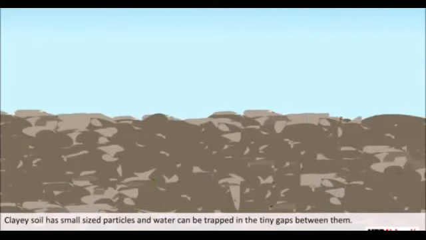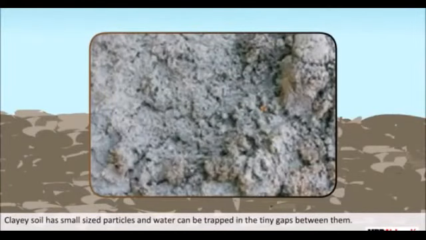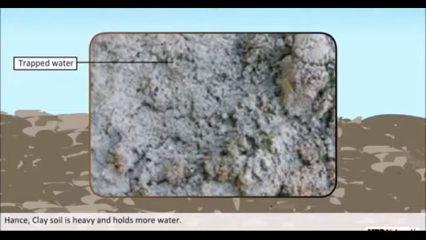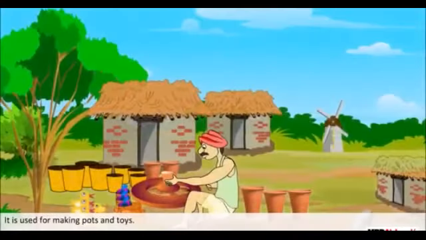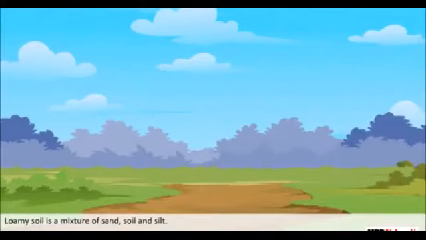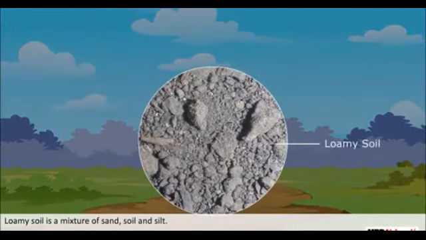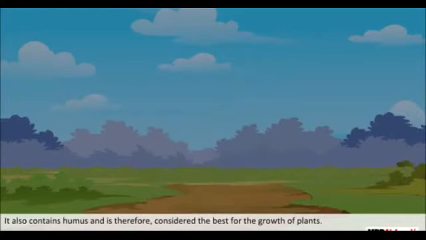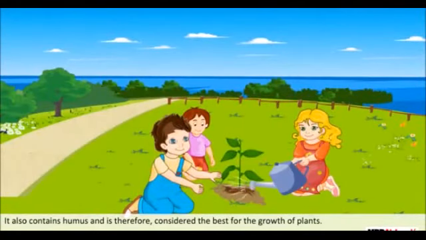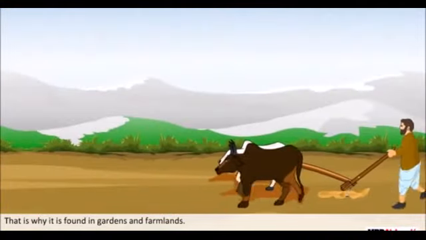Clay soil has small-sized particles and water can be trapped in the tiny gaps between them. Hence, clay soil is heavy and holds more water. It is used for making pots and toys. Loamy soil is a mixture of sand, soil and silt. It also contains humus and is therefore considered the best for the growth of plants. That is why it is found in gardens and farmlands.